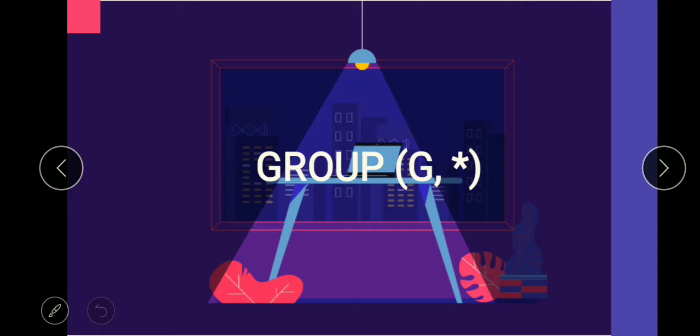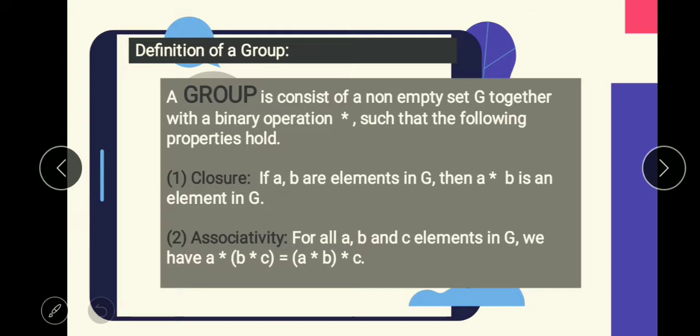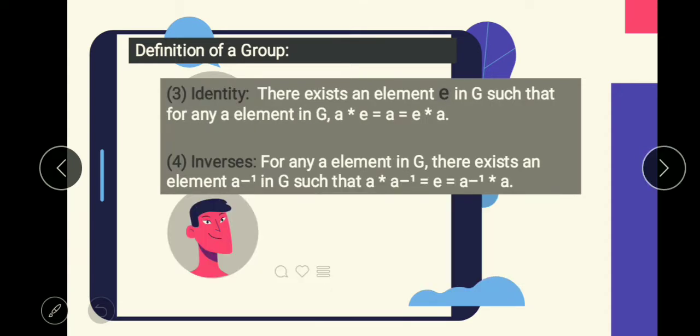One of the most important concepts of abstract algebra is the concept of a group. This is really the fundamental concept of abstract algebra that we need to be familiar with. So let us recall the definition of a group. A group consists of a non-empty set G together with a binary operation star such that the following properties hold: the closure, associativity, the identity, and the inverses.